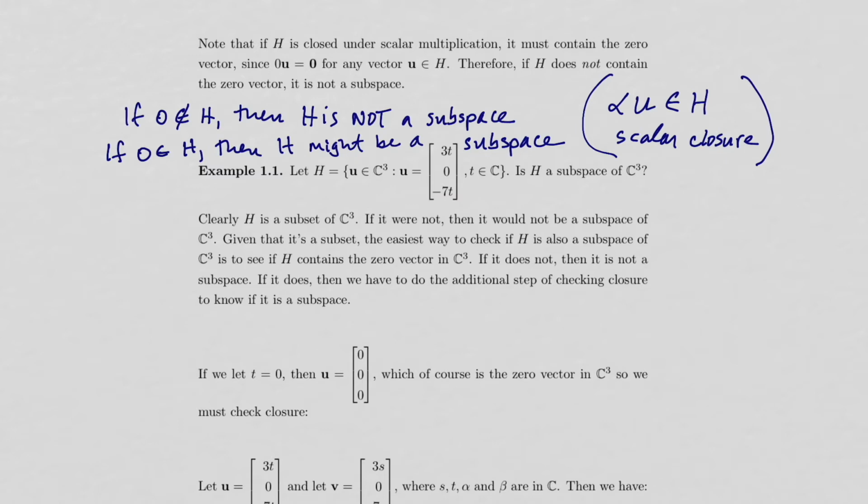Well, t can be any complex number. So if I let t equal 0, I get 0 here and 0 here, and so I get the 0 vector. So when t is equal to 0, I get the 0 vector in C3, and so the 0 vector is in H. So that means we have to check closure. A really common mistake is to conclude that because the 0 vector is in H, H is therefore a subspace. That's a question that people often get wrong on quizzes and exams, so it's important to watch out for that.